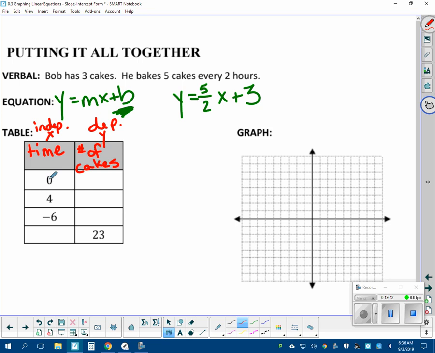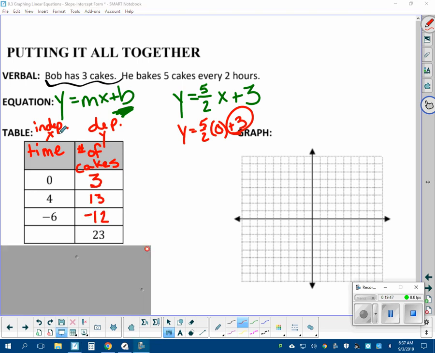Okay, so if time is 0, how many cakes has Bob baked? Well, I can see that just from the problem. I don't even need to use my equation, but if you plug 0 in right here, because 0 is your x, y equals 5 halves times 0 plus 3. Well, that would give me what? Just 3, because 5 halves times 0 would be 0, and 0 plus 3 is 3. Okay, you guys calculate the rest of these. Fill out your chart. Pause the video now and do that.